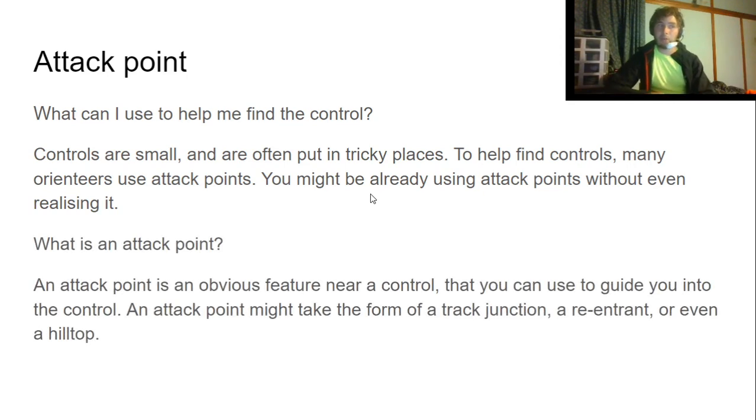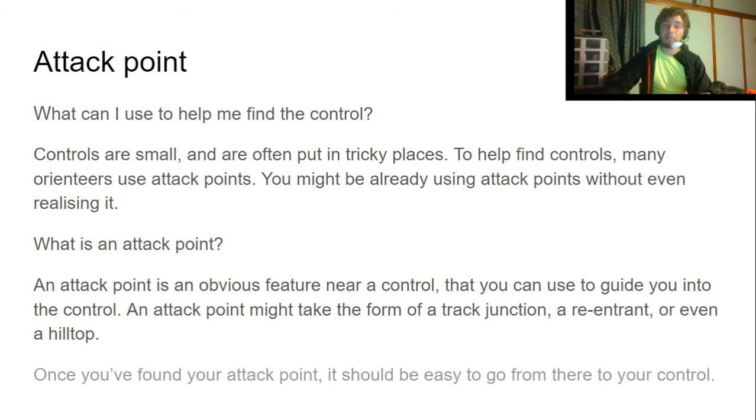An attack point is an obvious feature near a control that you can use to guide you into the control. An attack point might take the form of a track junction, re-entrant, or a hilltop. The important thing is that once you've found your attack point, it should be easy to get from your attack point to the control. So a good attack point is distinctive, big and obvious, and also close enough to your control that you can still go in from your attack point to your control very easily. If you get to your attack point and it's still hard to get to your control, you've possibly chosen a bad attack point.